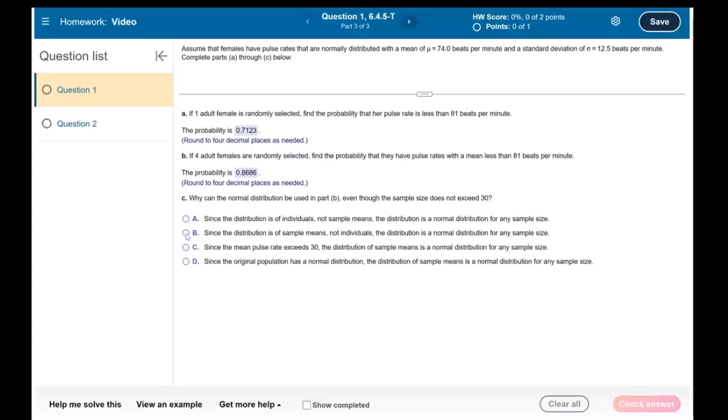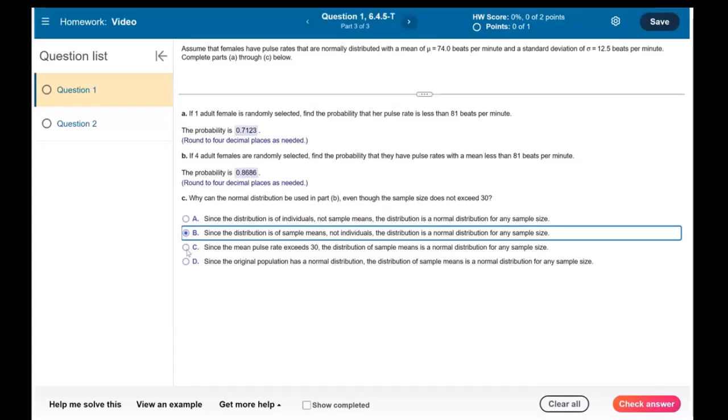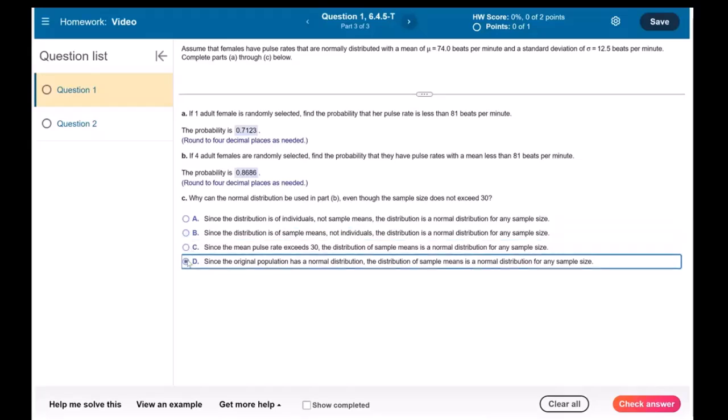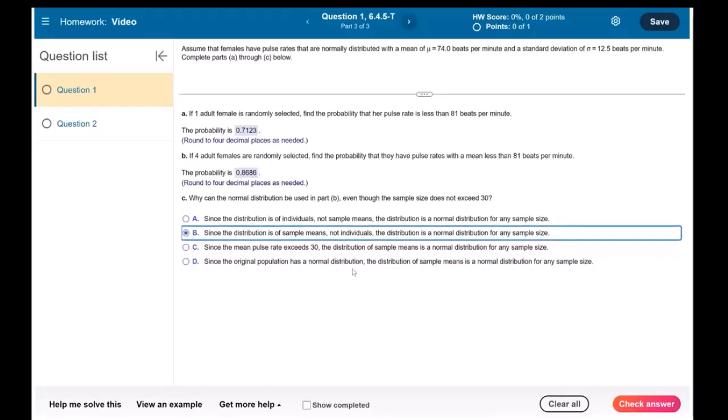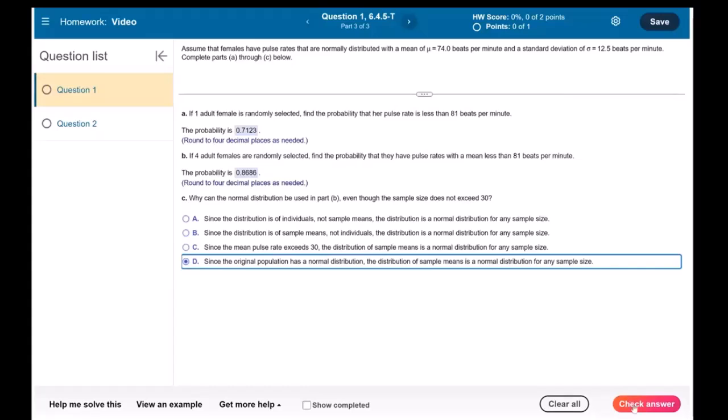Since the distribution is of sample means, that's true, not individuals, the distribution is a normal distribution for any size sample. Since the mean pulse rate exceeds 30, nope, that has nothing to do with the mean pulse rate. Since the original population has a normal distribution, the distribution of sample means is a normal distribution for any size sample. That is number one.